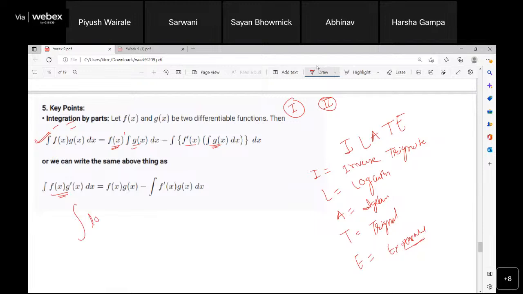Okay, now let us take one example. Suppose I want to evaluate the integral of ln of x. What is the integral of ln of x? Anyone? Sir, ln x, right? Integral of ln of x dx. It's 1 by x. No, that's differentiation. Integral of ln of x dx. Tell me.